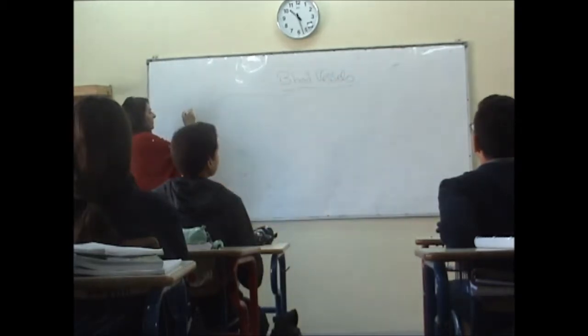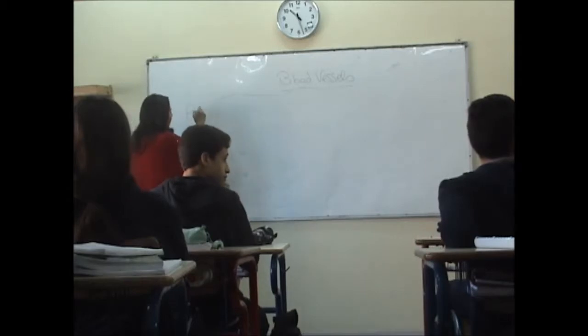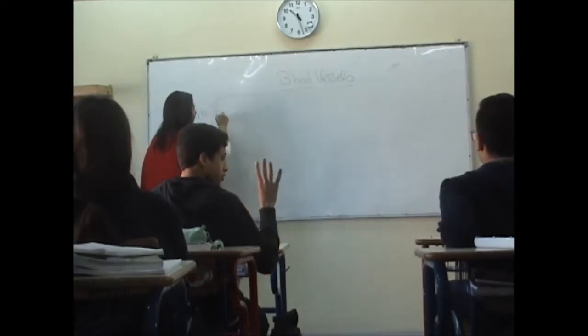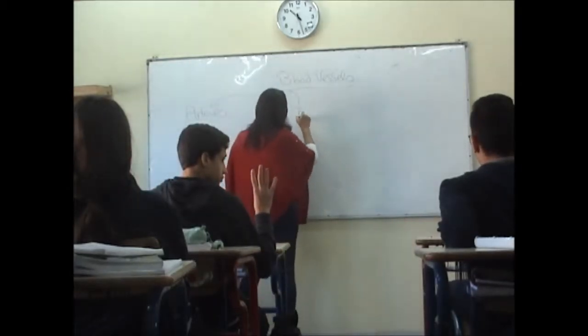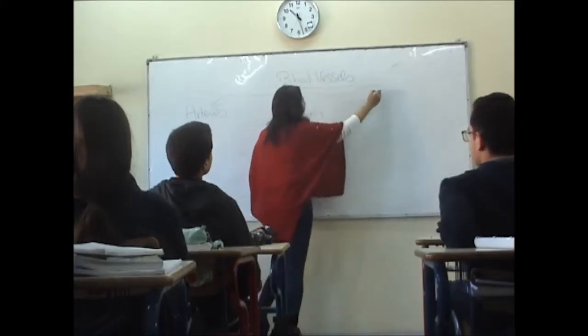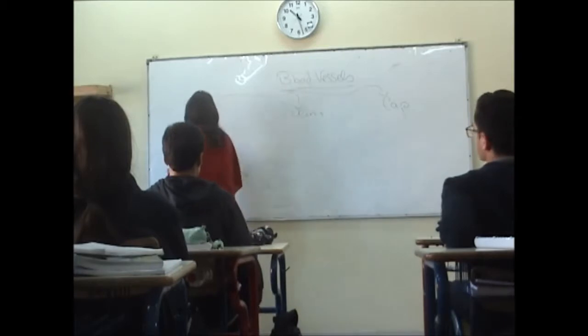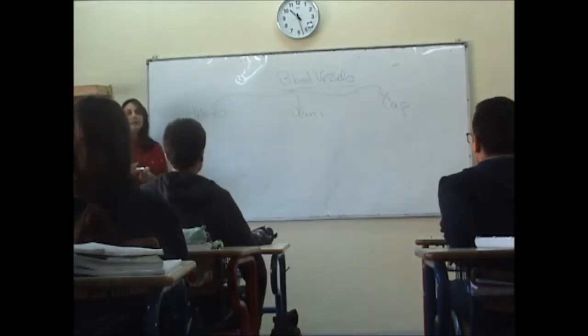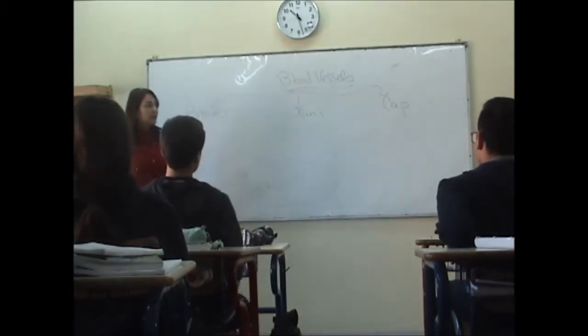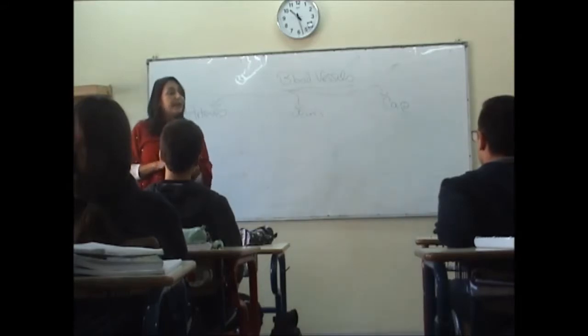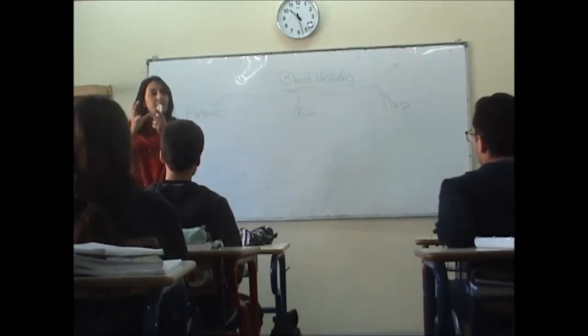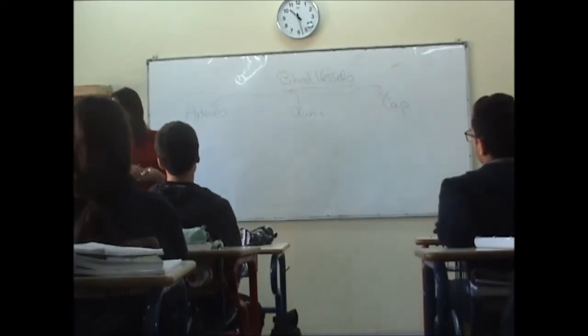There are 3 types of blood vessels: the arteries, veins, and the capillaries. Each type of these blood vessels is specially adapted to carry out its function. The structure of each of these types is different in order to carry out its function. But first, let's see what's the function of each of them.